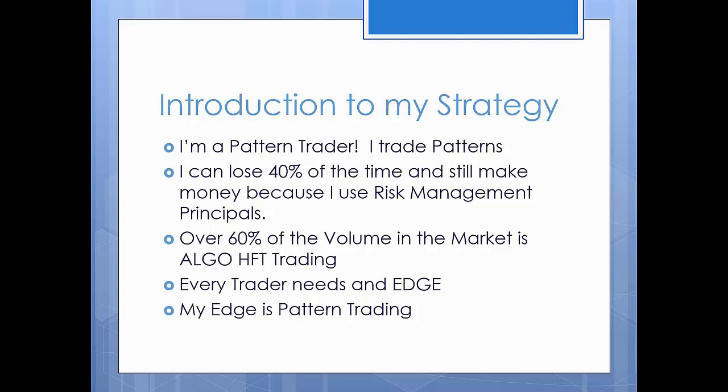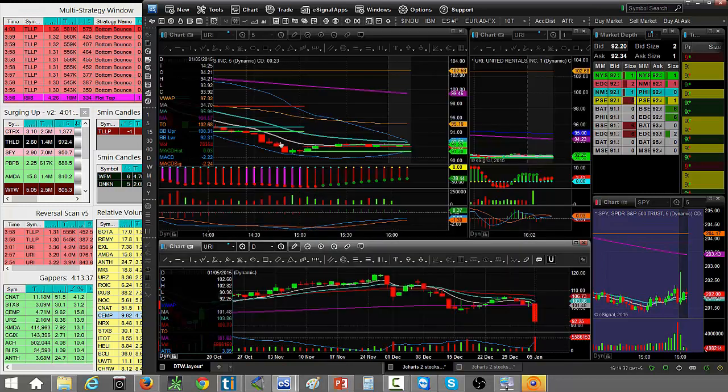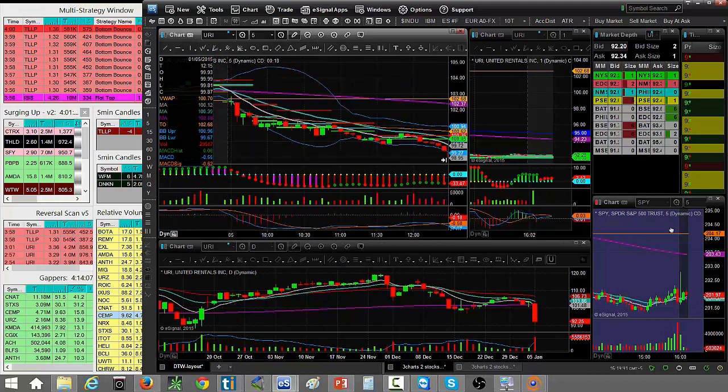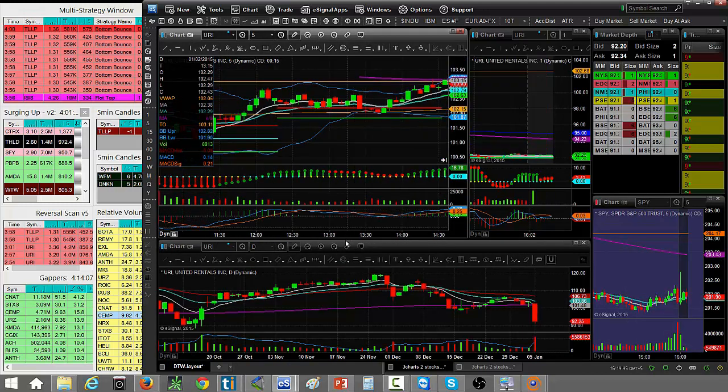Now, in this market, over 60% of the volume is algorithmic high-frequency trading. Okay, those are the institutional traders, the hedge funds. So we need to find an edge against those types of traders, right? Because when you look at most charts, right, most charts that you look at, and this one, we'll look at URI, which was active today, but we'll look at its chart yesterday, which was not very active.